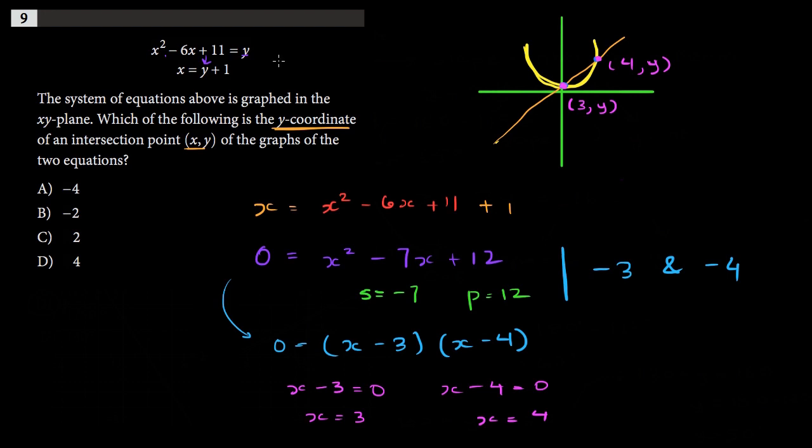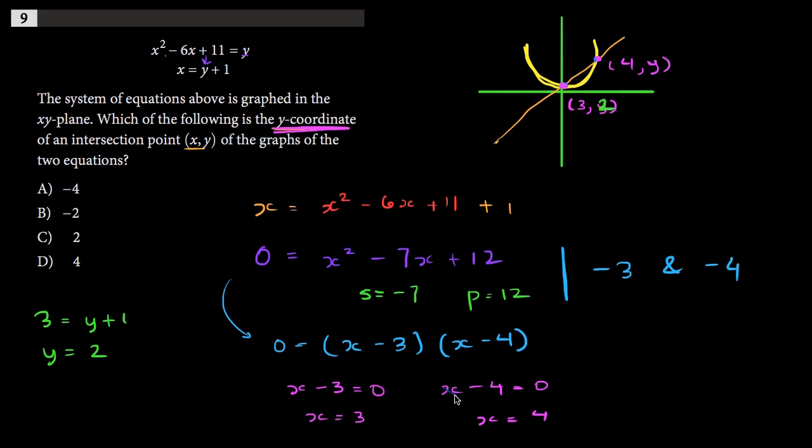This is where a lot of students can fall into a trap: the question asks for the y-coordinate. So do not put 4 as one and select D, because they're asking for the y-coordinate. The way to solve for the y-coordinate is quite easy. Take both of these x values and plug them into the second equation, or the first, but the second is a bit easier to work out. If I take 3, it's 3 equals y plus 1, so subtracting 1 from both sides, y is equal to 2. That's one of the y-coordinates.